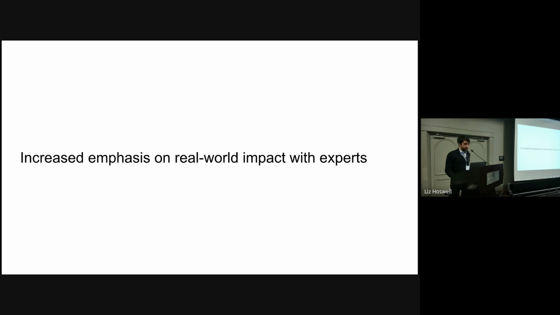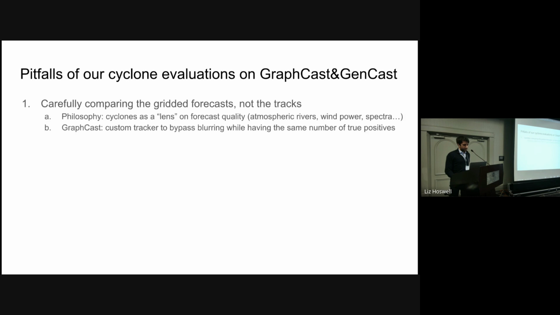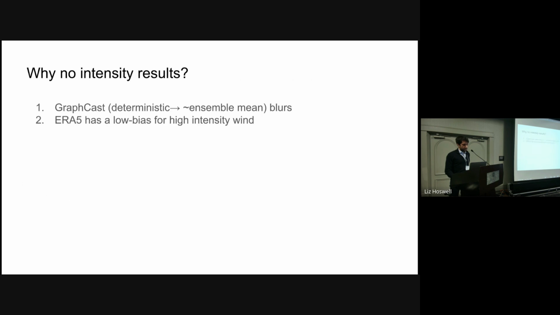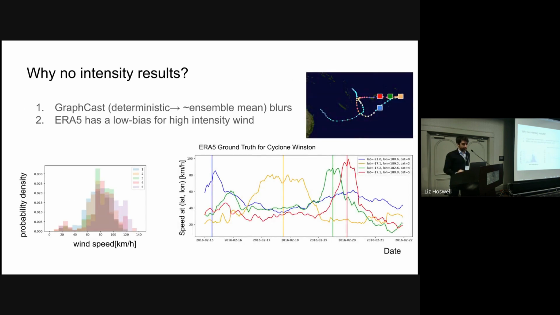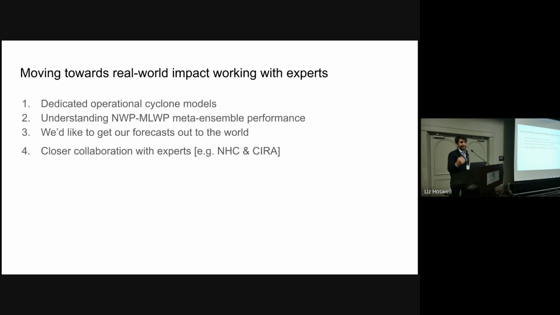One important thing is that we have an increased emphasis on real-world impact and talking with experts. I think I'm going to skip these pitfalls on GraphCast and GenCast. But basically, one of the big things that multiple of you have highlighted is that we are not showing intensity results. In particular, even the ERA5 doesn't have enough resolution to capture intensity, but just enough to track the cyclones. So in particular, we are trying to move to dedicated cyclone models, not just predicting the weather and hoping that it works for cyclones.